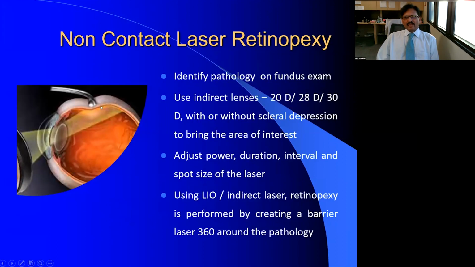So identify the pathology on the examination, and use an indirect lens, preferably a 20 diopter lens, so that you have enough magnification, with or without scleral depression. Bring the area of interest into view, and adjust the power of the laser, the duration of your laser spots, and the interval in between. Once you're familiar, probably 500 microns is the interval I normally use, and the spot size of the laser is also important. Retinopexy is performed, creating a barrier, especially at the anterior part of it, where you really need to be focusing to get a good retinopexy.